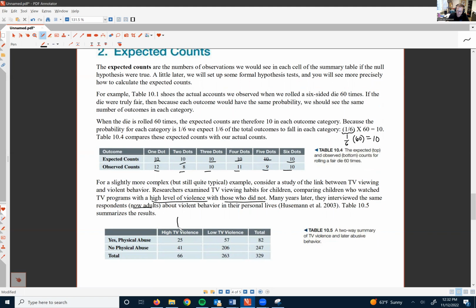So children who watched high TV violence while younger, 25 out of the total 329 respondents stated that there was physical abuse in their personal lives. And 41 who watched high TV violence said there was no physical abuse. Whereas low TV violence, 57 of those did have some physical abuse in their personal lives. And of the low TV violence watching children, 206 out of the 329 said that there wasn't any physical abuse in their personal lives as adults.